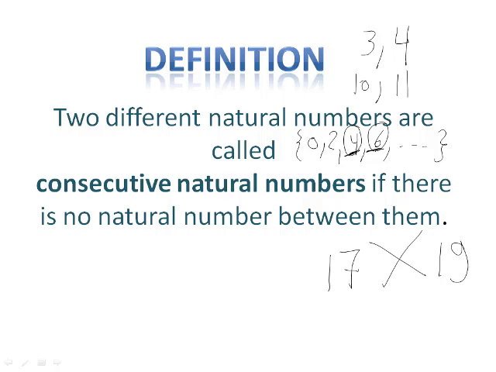Okay, let's see the set of odd numbers. The set of odd numbers is 1, 3, 5, 7, and so on. We say that 3 and 5 are two odd consecutive numbers. 1 and 3 are two odd consecutive numbers.